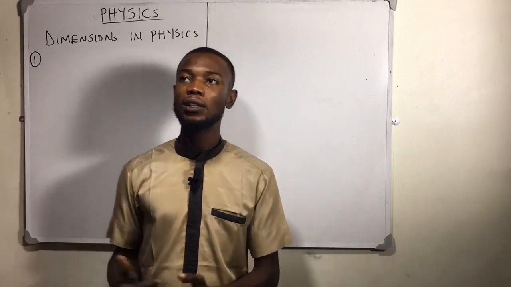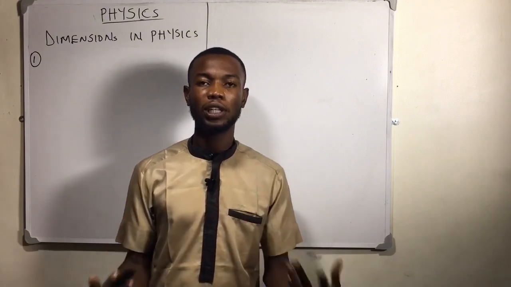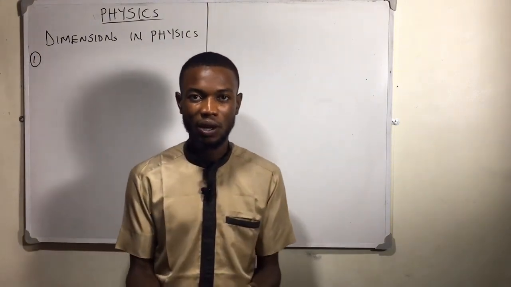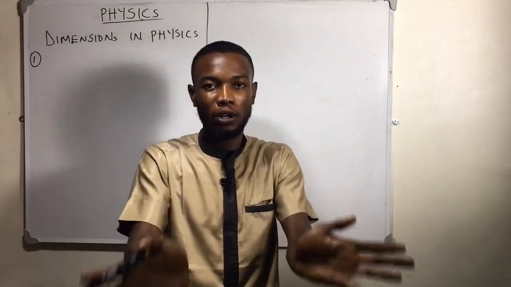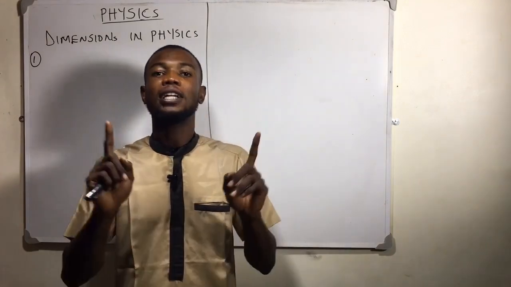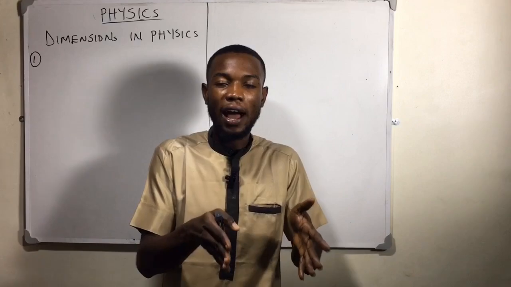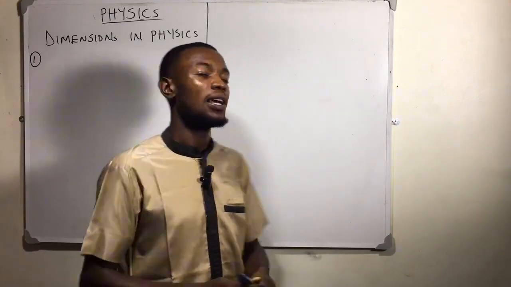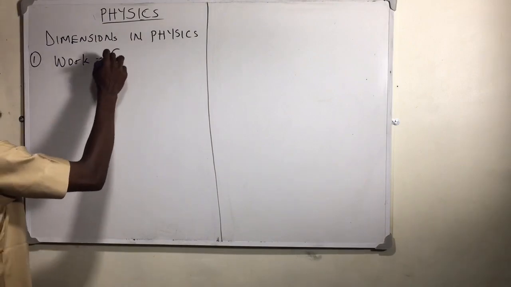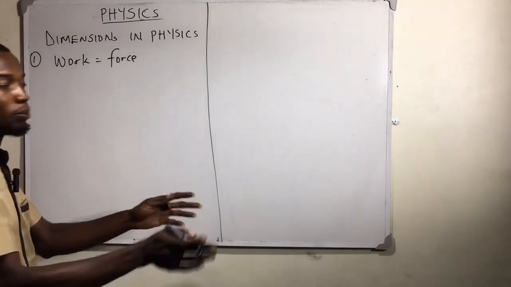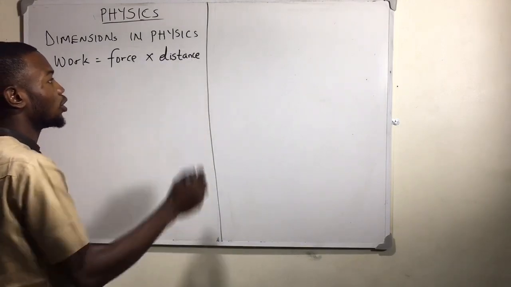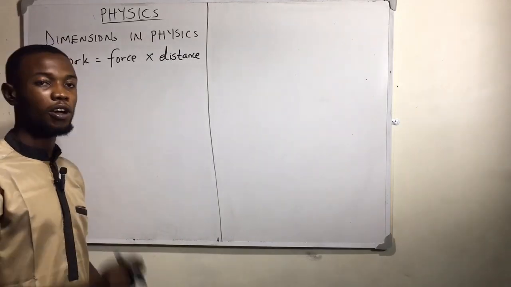Watch the video. Now, the next type of dimension I'm going to be looking at is work. We all know that work is said to be done when a force is applied on the body and the body moves in the direction of that force. Then we conclude that work is done. That is, work is force times distance. Now, we are going to be looking at the dimension for work. We have work as force, applied on a body, multiplied by the distance, because when a force is applied on a body, for work to be done, distance needs to be covered.